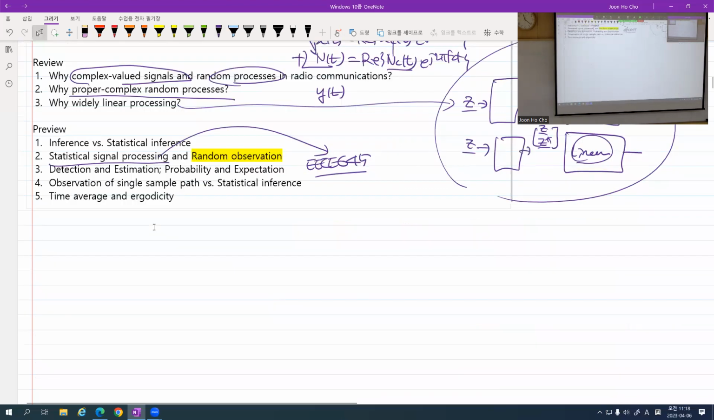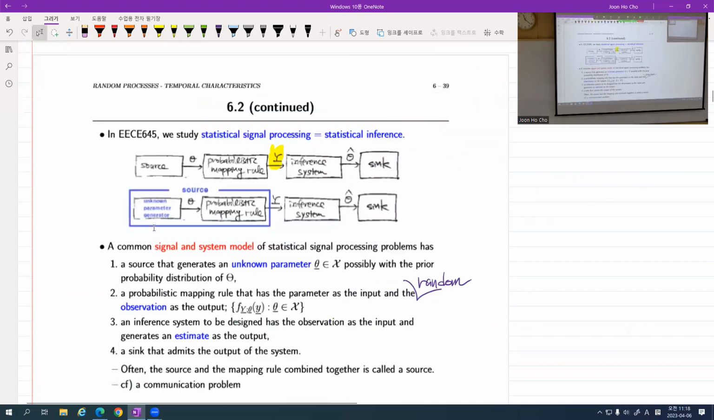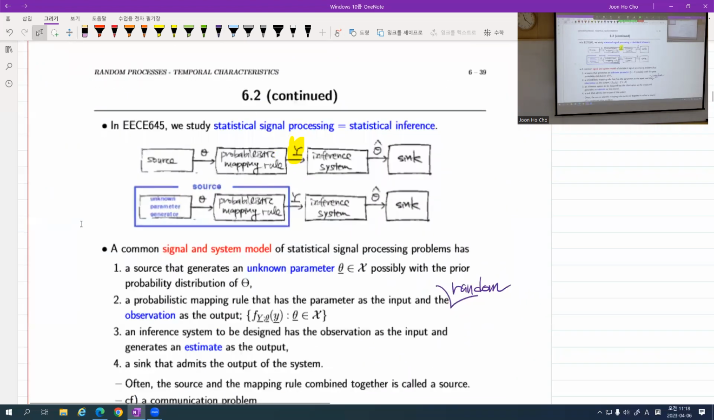Anyway, review is done, and let's see this one. I spent many minutes to update my lecture note. So we are back to section 2 of chapter 6 of the Peebles textbook.